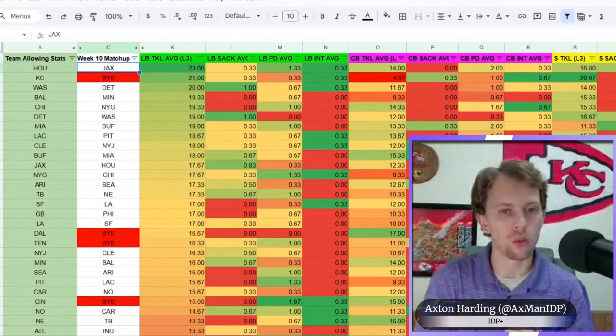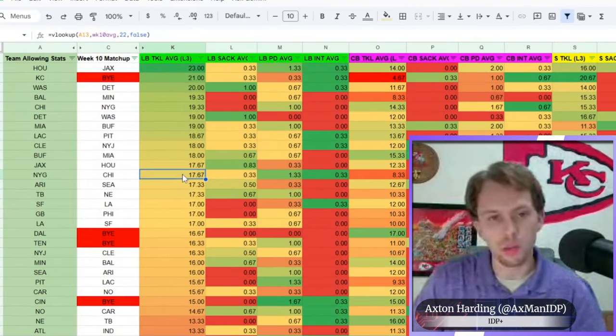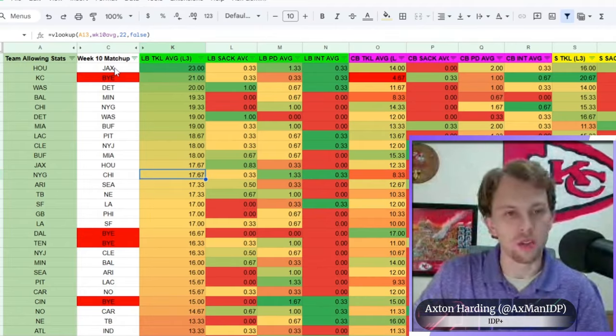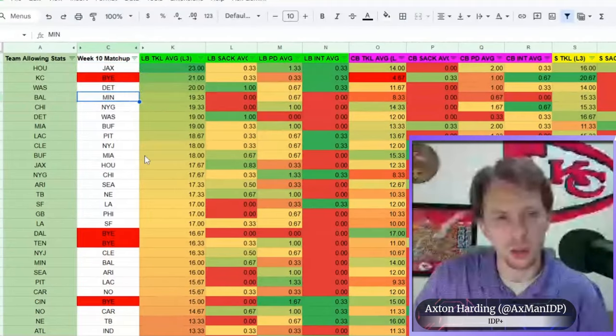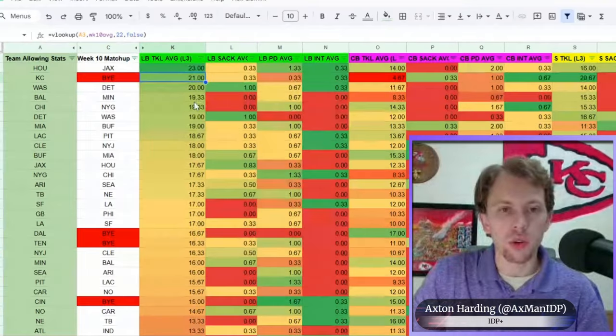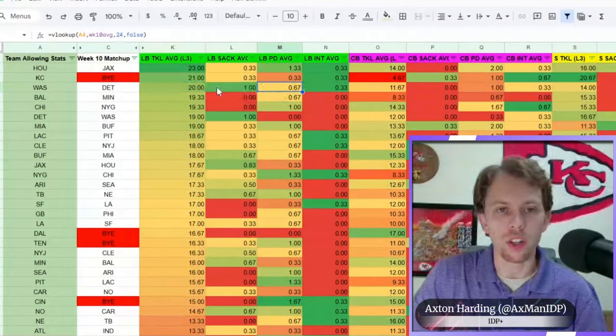Chicago Bears fall in right behind. Those are the teams that are playing offenses allowing 17 and 2/3 or more tackles per game. Again, Jacksonville, Detroit, and Minnesota heading the charge there in teams that are playing this week. So there's the tackle production. Then if you want to peek over at the sacks and big plays as well, we can look over to these columns too.